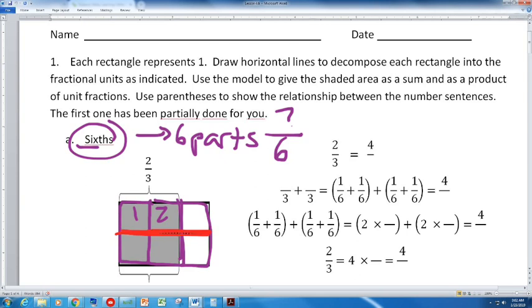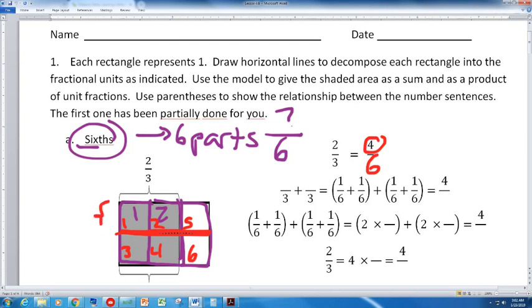So now we can see we have 1, 2, 3, 4 shaded in. That's what this 4 is, out of a total of 1, 2, 3, 4, 5, 6 boxes. So 5 and 6 boxes. So 4 over 6. So 2 over 3 equals 4 over 6.